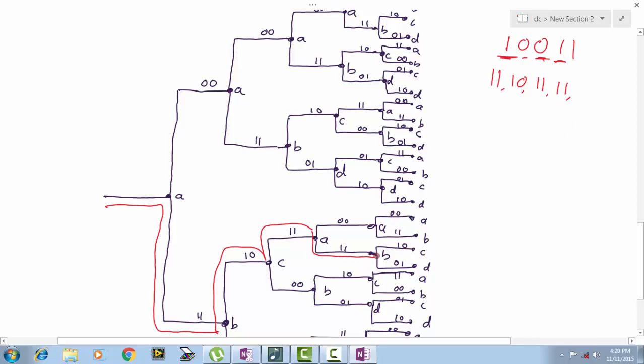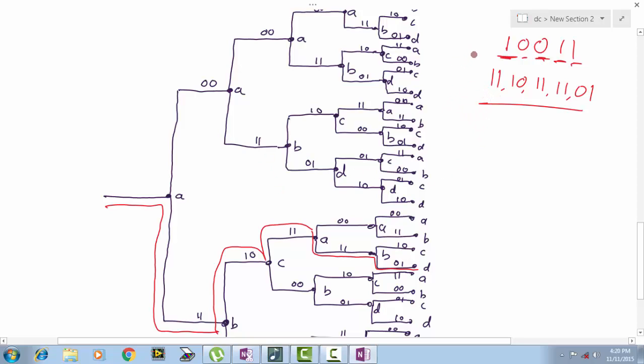Next, at this bifurcation point the next bit is 1. Again we have to move downwards. If I move downwards, what is the output? 0 1. Okay, so this is your encoded message sequence.